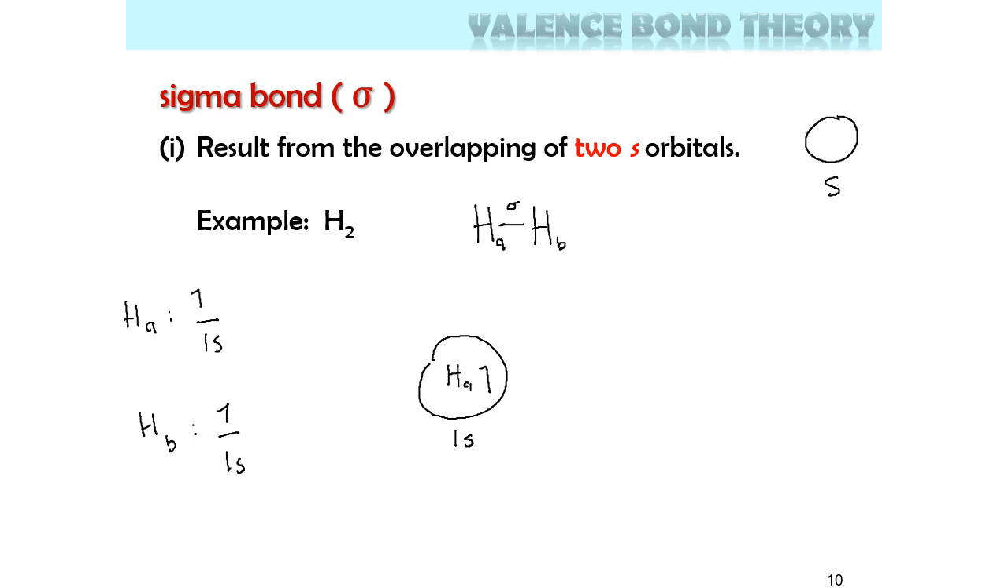It will overlap with another s orbital. So I'll just draw this one for hydrogen B, I'll draw it in blue so that you can see clearly. So draw another 1s orbital, and it is hydrogen B orbital, and pair up the electron with spin down. Okay, so the overlapping here will give result to sigma bond.